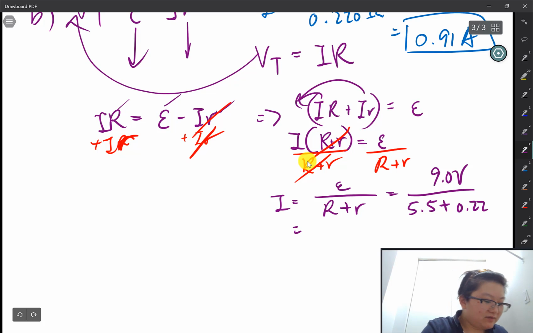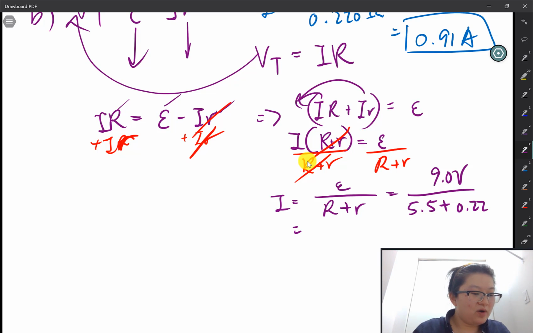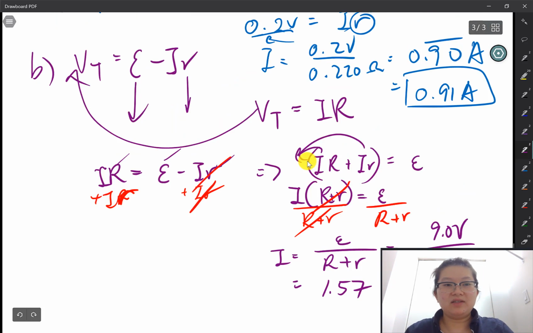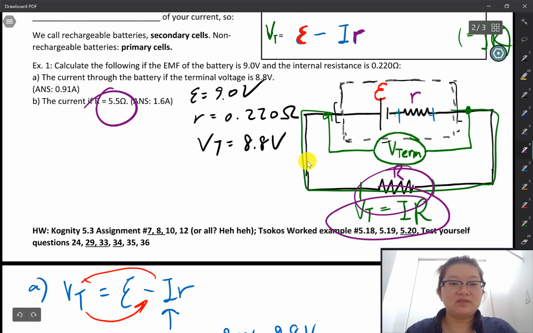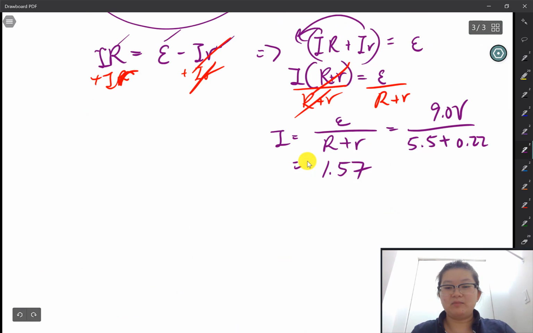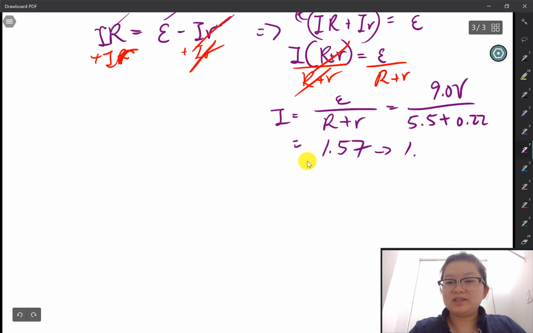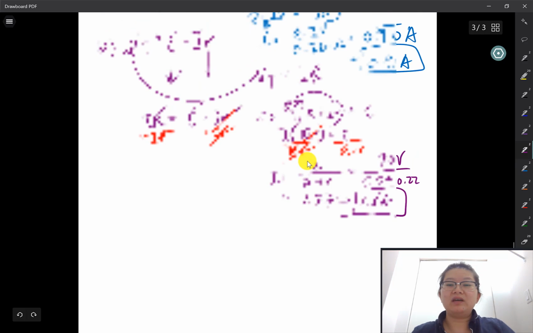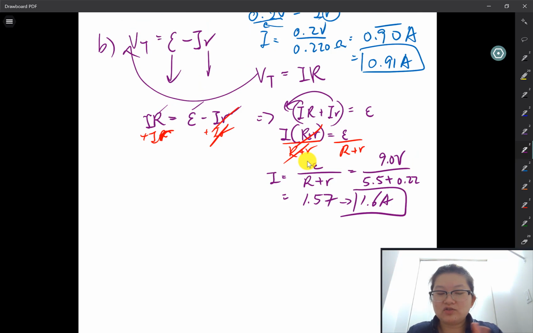After we put everything in, we get 1.57, and that's rounded to how many sig figs do we want? We want 2 sig figs, so it's going to round to 1.6 amps. There you go. So that was question B. Notice that we can't assume certain things, and depending on what happens in your circuit, the terminal voltage and the current will change.